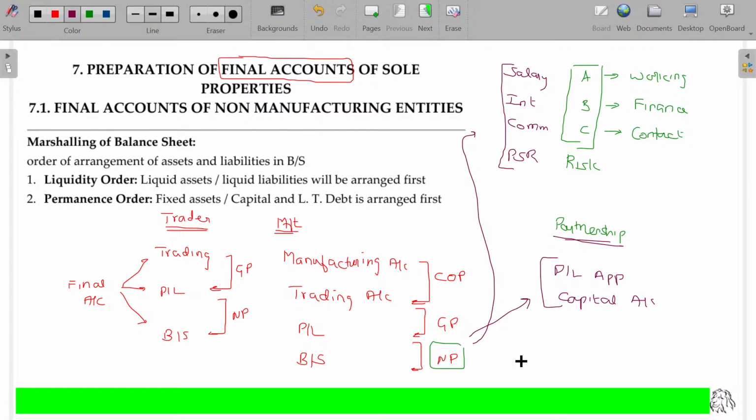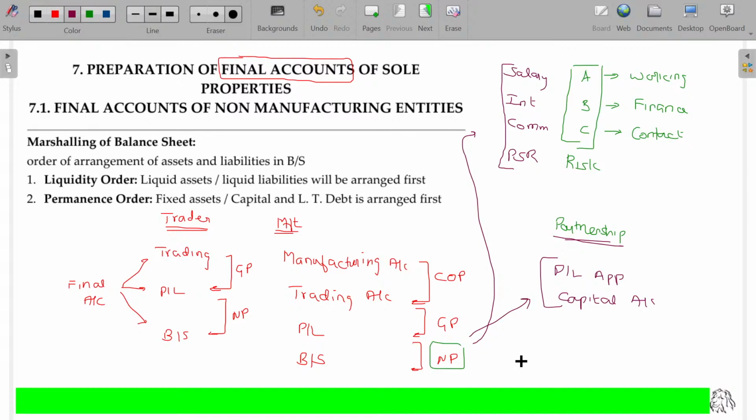So hope now you'll be able to understand. The final accounts will be of four or five segments: manufacturing, trading, P&L account, and balance sheet by default. After the P&L account, we have two more blocks. If it is required, then we can prepare them based on whether it is for a partnership firm or a company. Clear?